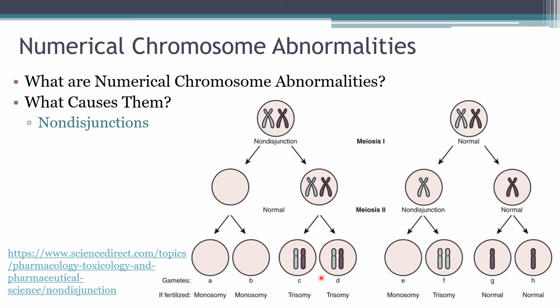And if these cells are merged in fertilization, then you're going to end up with a zygote that has an abnormal number of chromosomes, either more than 46 or less than 46, depending on which of the gametes were used. Okay? So I just wanted to give you a couple of examples here of numerical chromosome abnormalities. There are a bunch of these, and I'm only illustrating a couple of them.